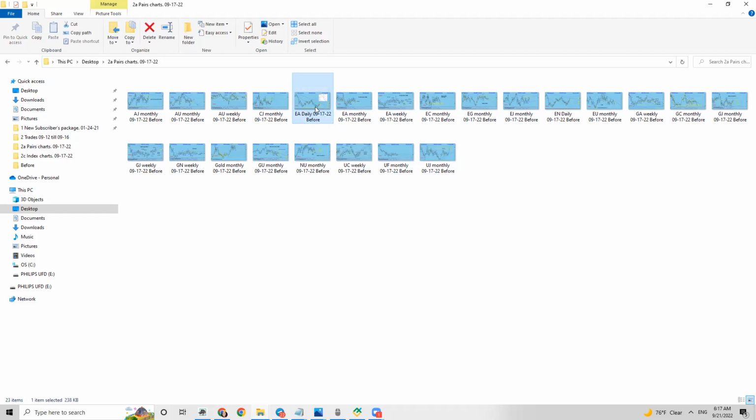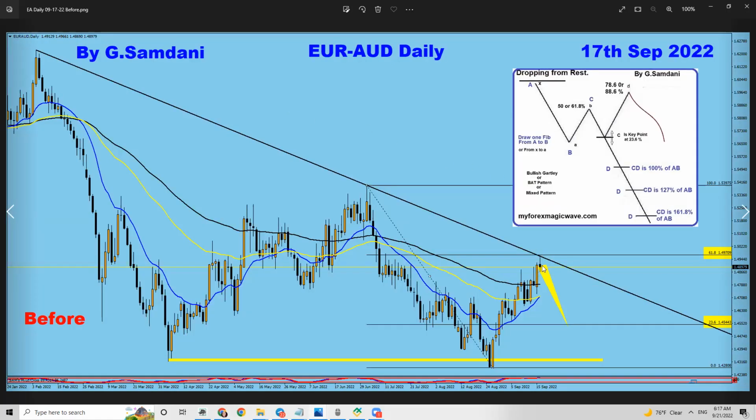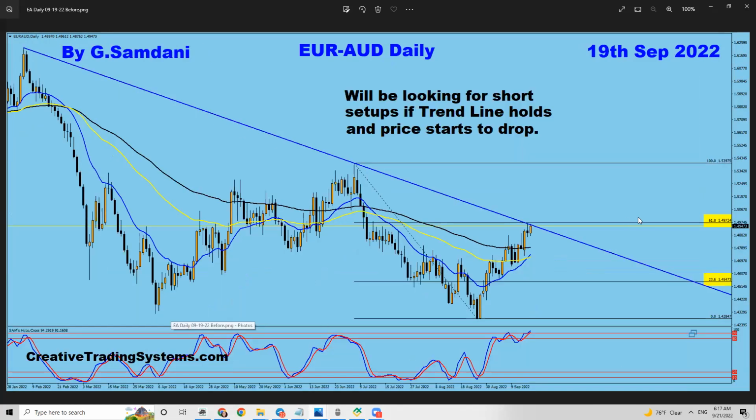Okay, this is the chart I made on the 17th, showing that it is going to be dropping from here. Then on the 19th, I made another chart after one day. It's already almost finished here, Monday. And then I said I will be looking for short setups if the trend line holds and price starts to drop. That was on the 19th.